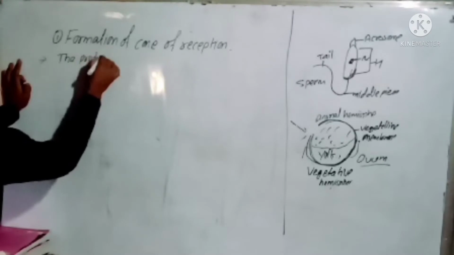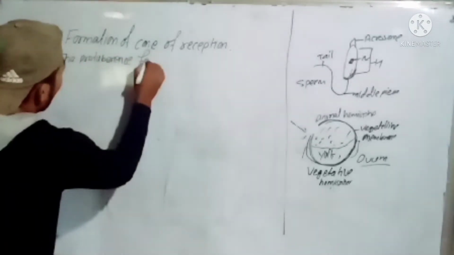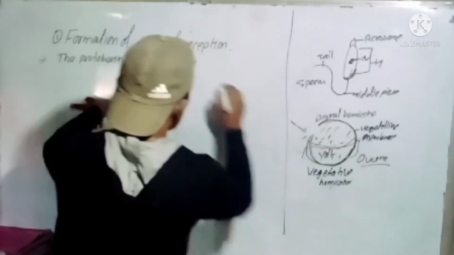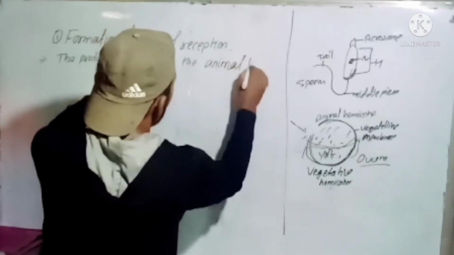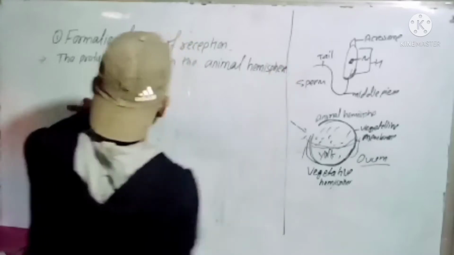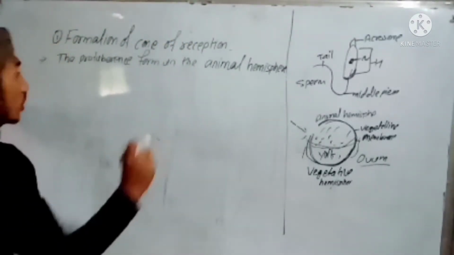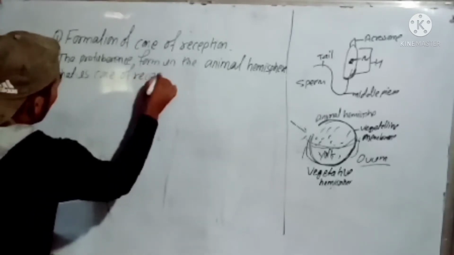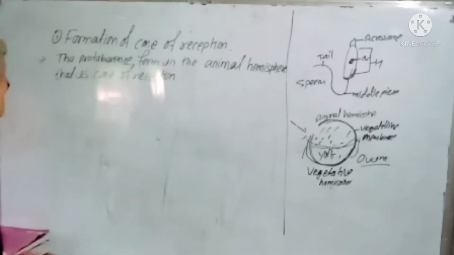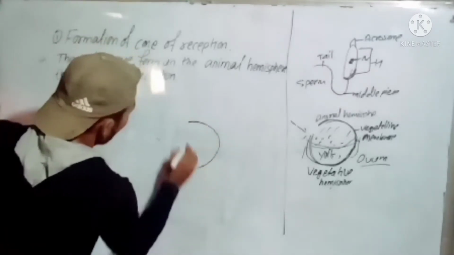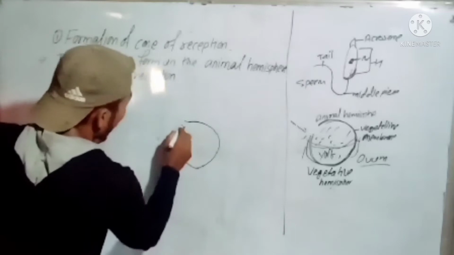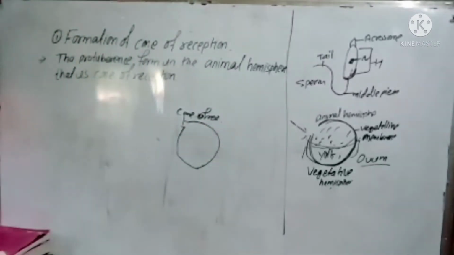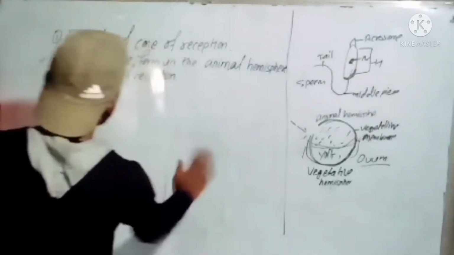The protuberance means a small outer growth that forms in the periphery of the animal hemisphere. This is the animal hemisphere, and that small outer growth is called the cone of reception. It is a small outer growth like a protuberance, which is called the cone of reception.